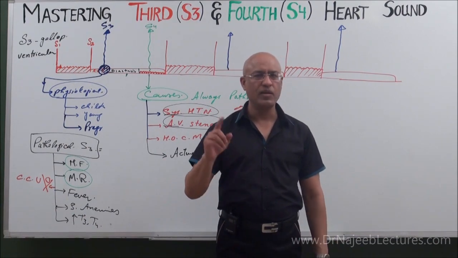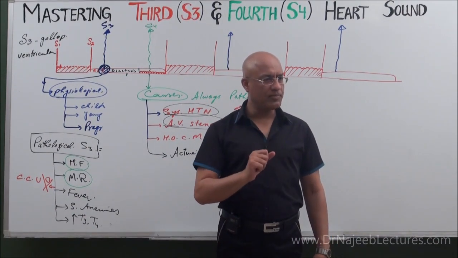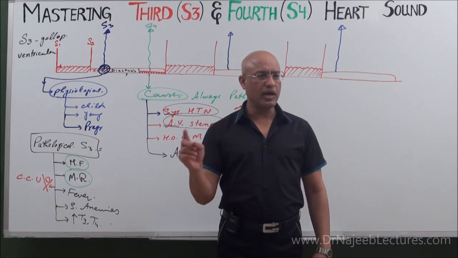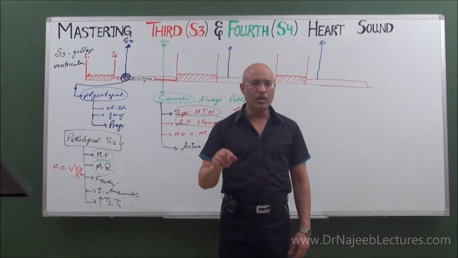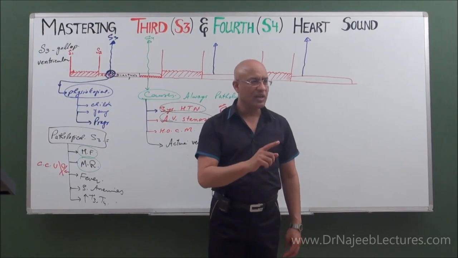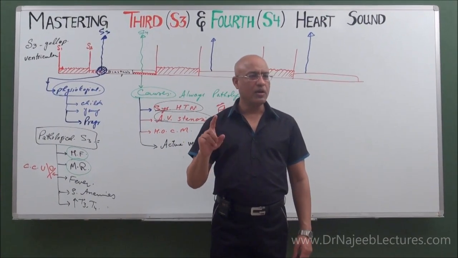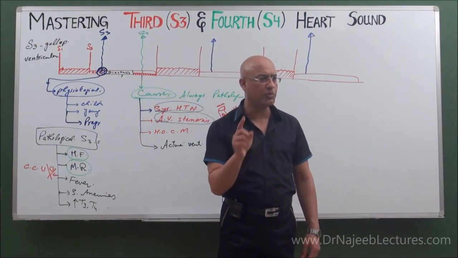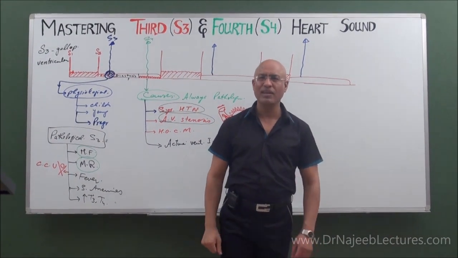Now you will recognize the sound. You will tell me the pattern. Lub dub ta, lub dub ta. Good. S3 gallop. Ta lub dub, ta lub dub. S4 gallop. Very good. Lub dub ta ta, lub dub ta ta. Quadruple gallop. And if the sound is lub dub ta, lub dub ta, with tachycardia going on, it is summation gallop. Okay? Class dismissed.